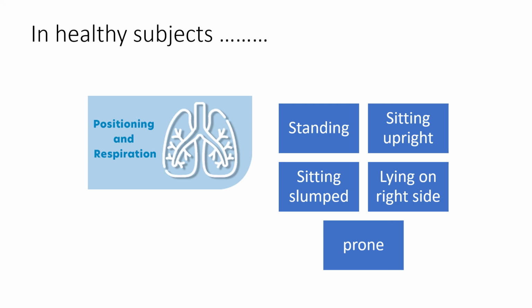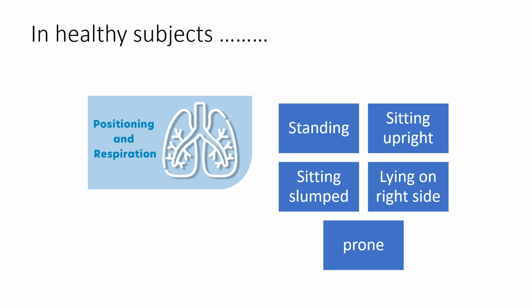Just a little quiz, something for you to while away the evening hours or part of the day. Bearing in mind what I've said in terms of the influence of gravity on perfusion and positioning on ventilation, what areas of the lungs will have a better VQ matching in the following positions: standing, sitting upright, sitting slumped, lying on your right side, or prone. So just something to think about in terms of those 5 positions.